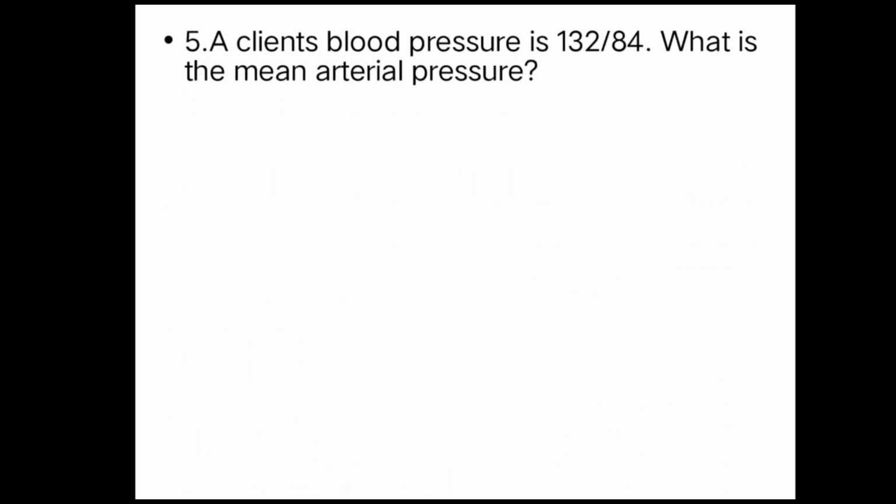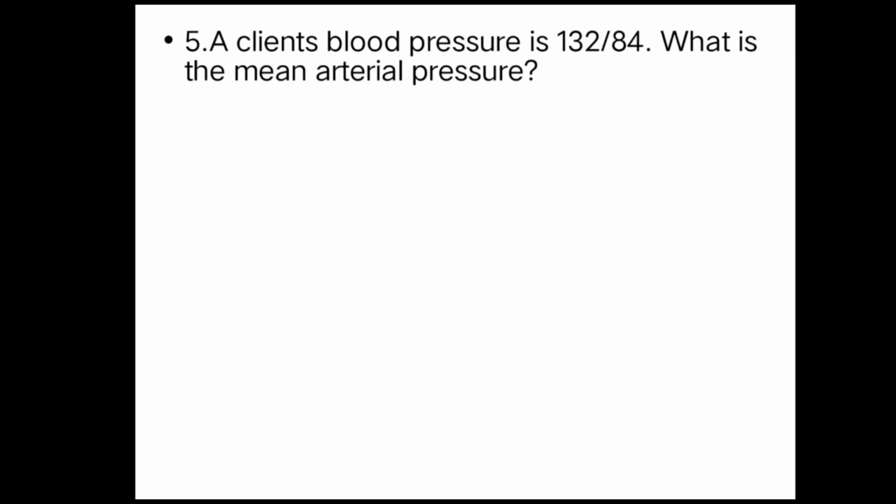Okay, so next question is a calculative question. This is also a direct question only. A client with blood pressure 132/84 mmHg. What is the mean arterial pressure? They have asked. So according to this question, the systolic blood pressure is 132 mmHg, and the diastolic pressure is 84 mmHg.